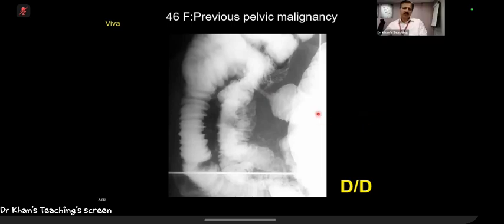Now, this case is post-radiation change. There is a stricture here. What do you think is happening here? How will you describe this?